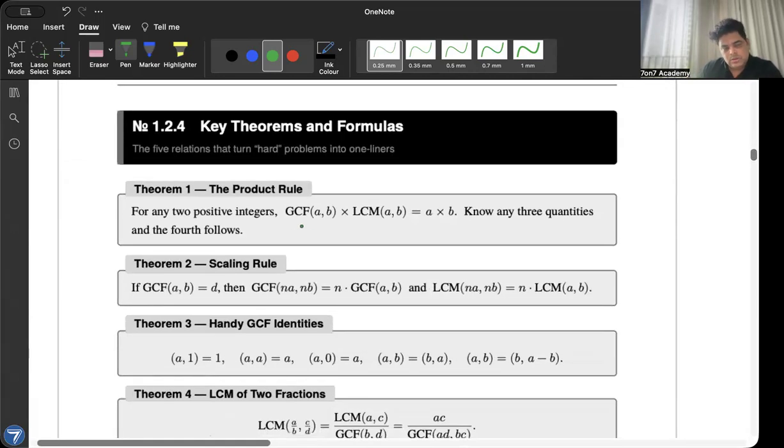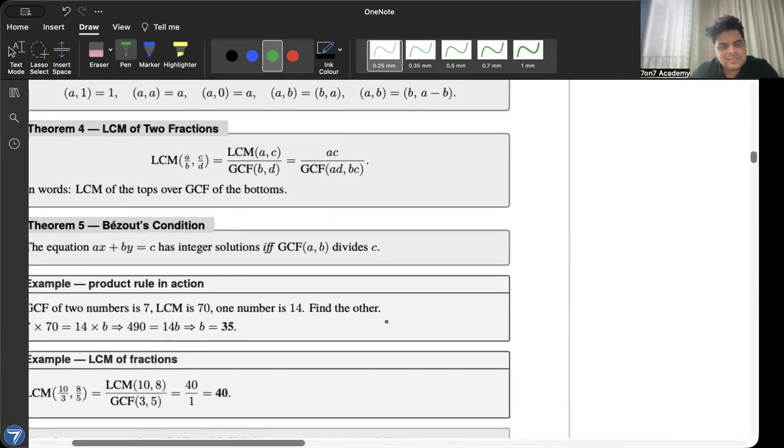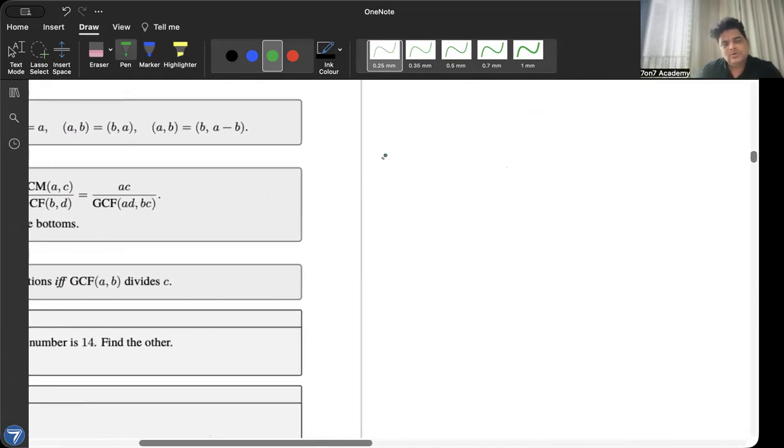See, GCD or GCF into LCM is number one into number two. We don't need scaling rules. How will you get the GCD of a fraction? If I have 2/3 and 4/5 and I want the GCD of these numbers, you take the GCD of the numerators. What is it? 2, no?